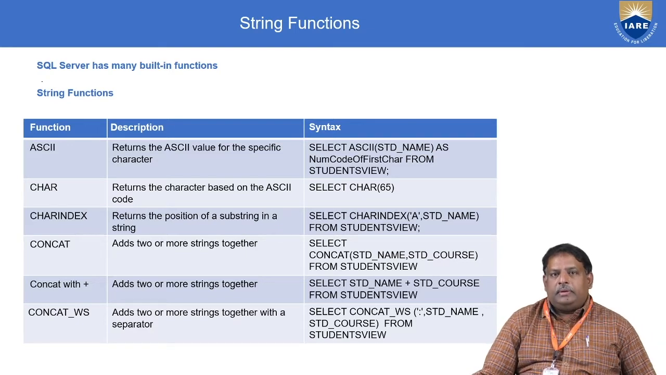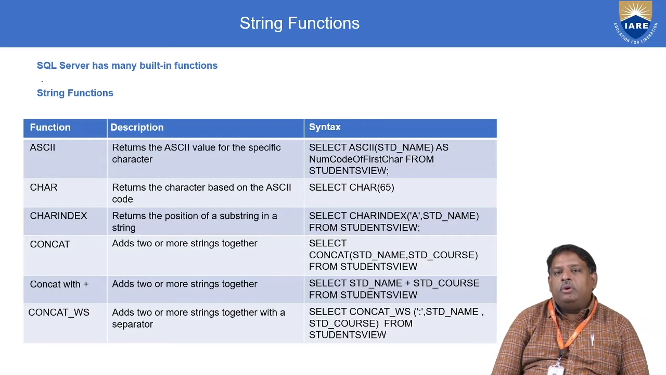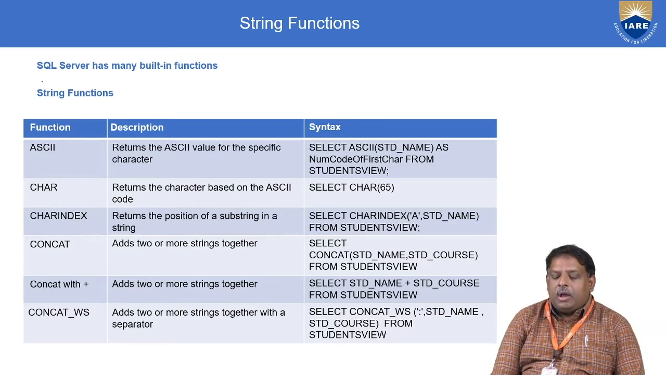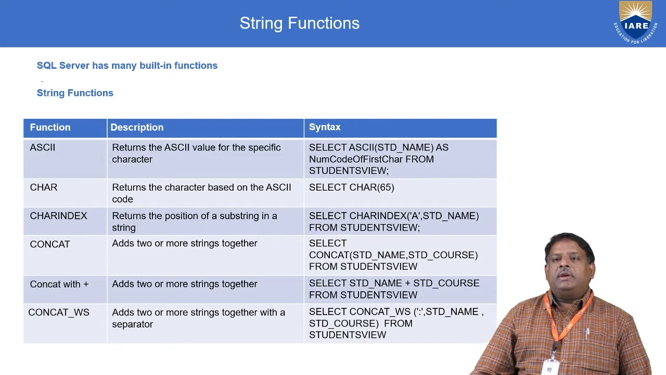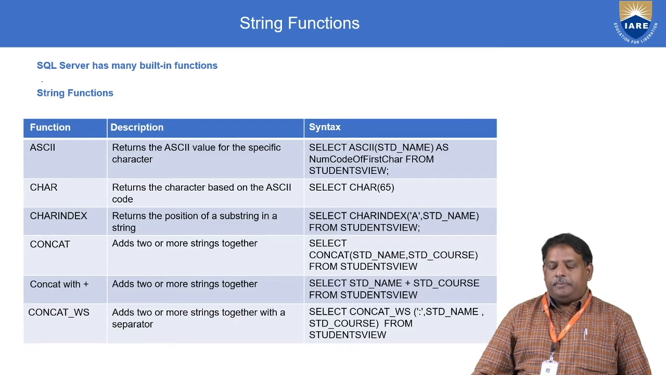Next we have one more string function, concat_ws, which is concat with separator. Concat_ws adds two or more strings together with a separator. So I am saying select concat_ws with the separator, here a full stop or dot, and the two columns std_name and std_course. By this we can combine two strings with a separator. The separator here is dot.